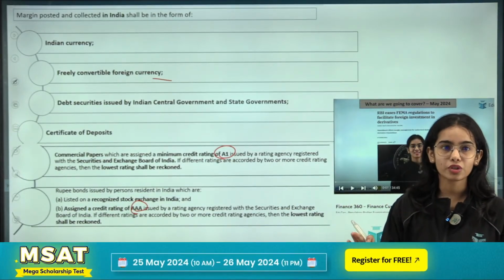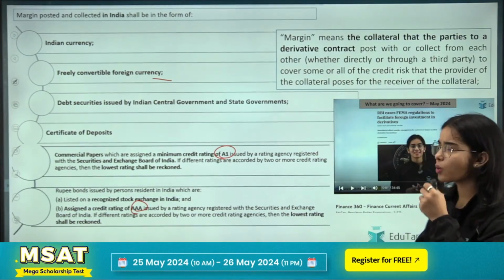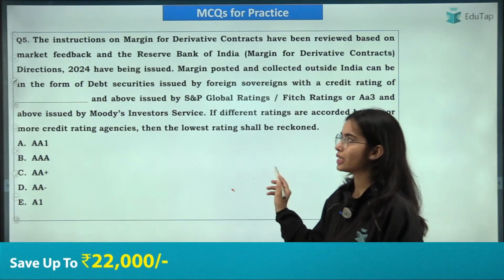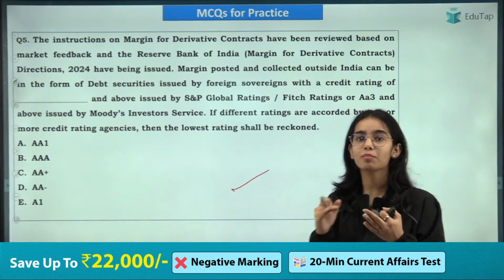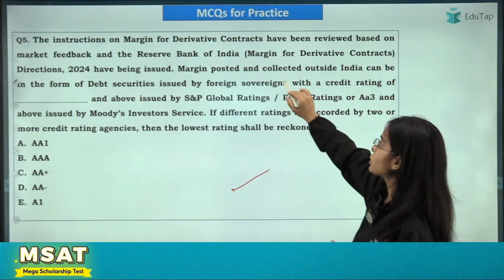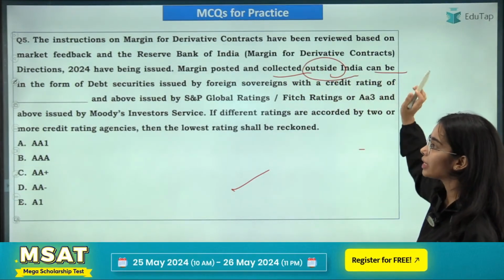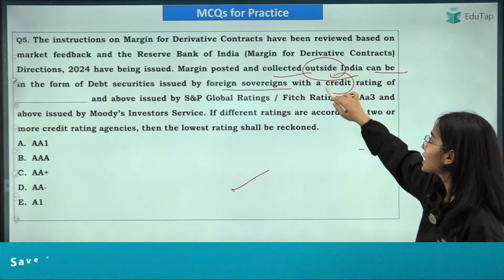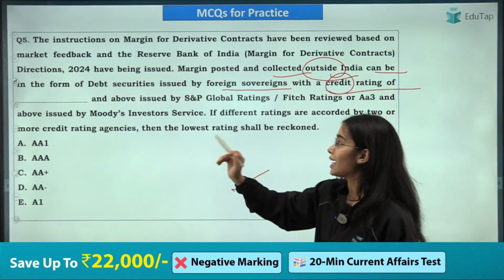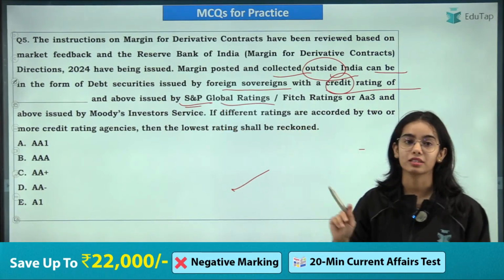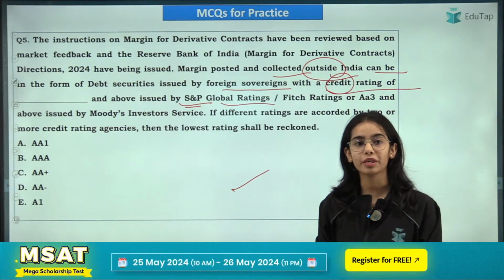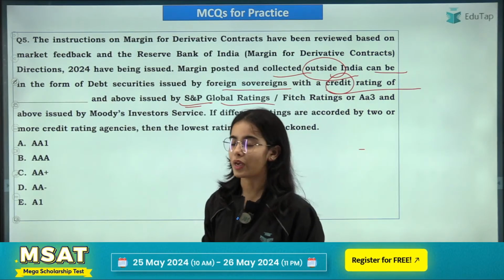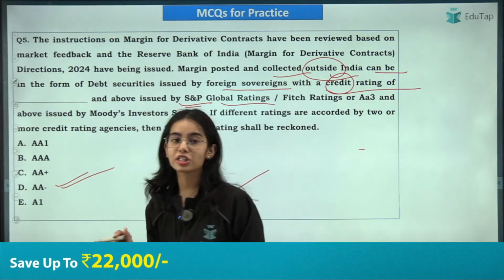Okay, understood? Now next, margin, you all know, we have discussed the margin and these regulations. Now coming to the next question, that is an easy question for you. The margin posted and collected outside India can be in the form of debt securities issued by foreign governments with a credit rating of which of the following and above, issued by S&P Global Ratings. So what is the answer here? Can anyone tell me? Okay, I am getting the answer D. Is it correct? What about the others? Okay, Rohit has also given the right answer. Sorish has also given the right answer.